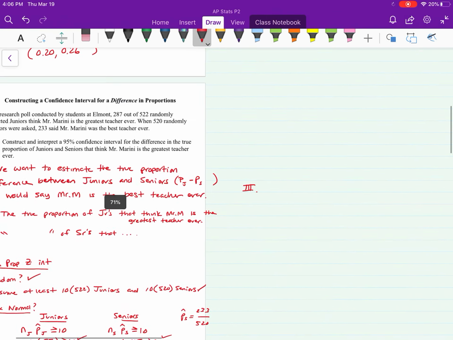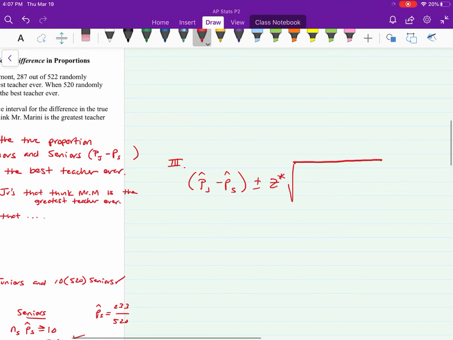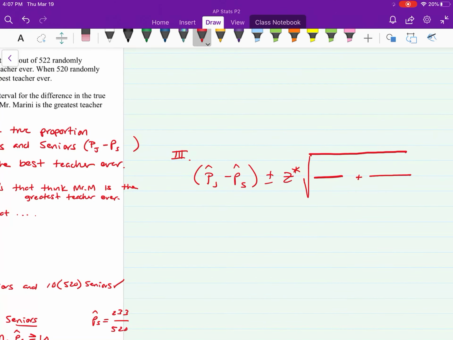That formula changes now, since we're dealing with two different samples of students, to this formula. And I'm going to do juniors minus seniors. So that would be p hat junior minus p hat senior plus or minus z star. And now the square root, the standard error part, get ready for this. This is one of the benefits of doing this online. I don't have to hear you guys complain about this one. P hat j times 1 minus p hat j over sample size j, and then seniors.